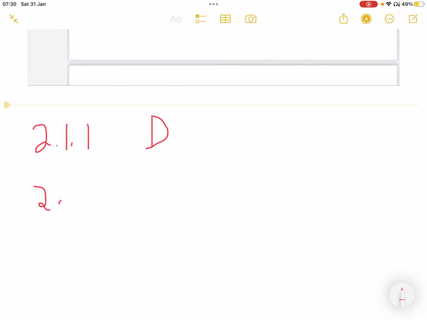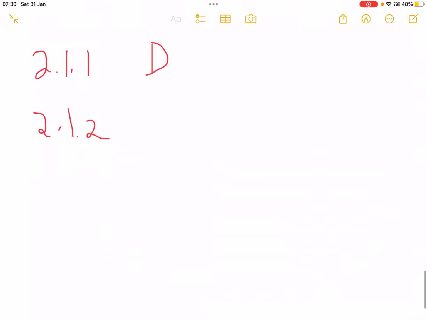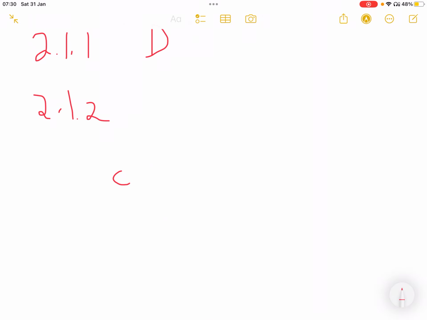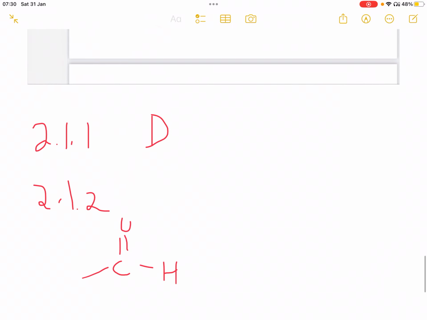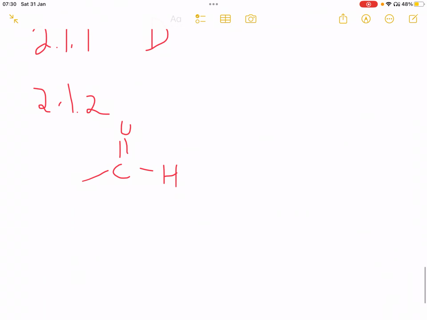And then 2.1.2 is asking us for a compound with a formyl group. Now, what is a formyl group? A formyl group is when you have this attached to an H and attached to the rest of the molecule. So which one has that? I think it's visible to see that A is that compound. So the answer here is A.